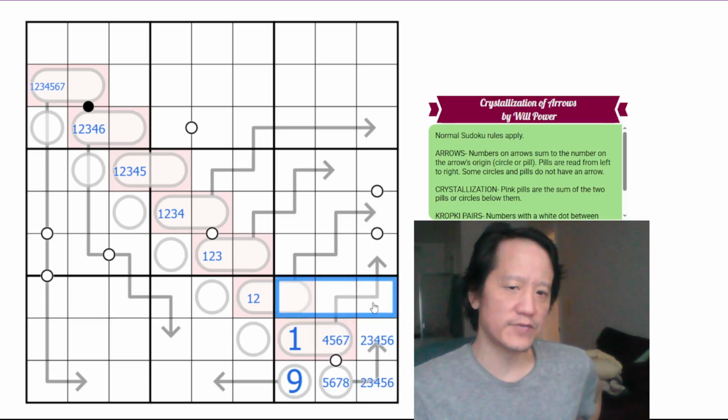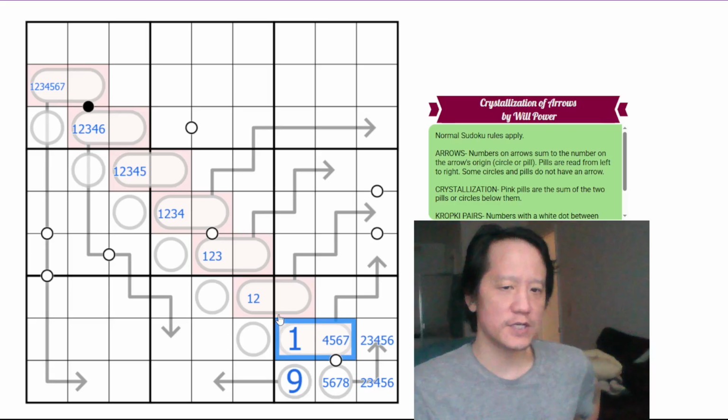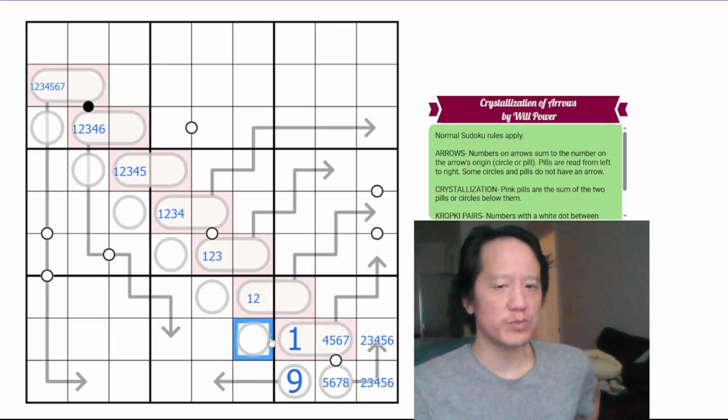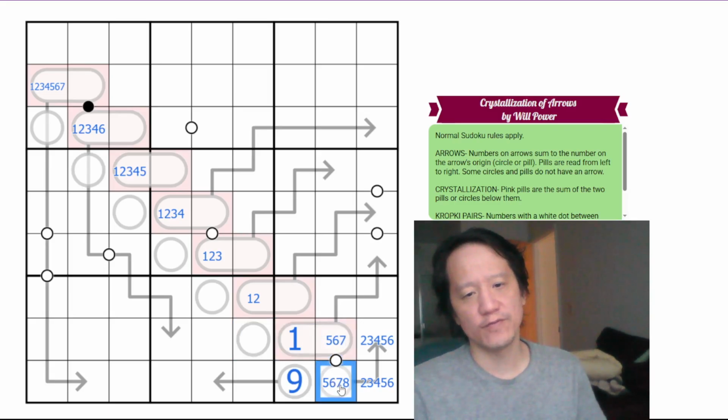That means 6, 7, and 8 are here. This is 14, this has to be 6, 7. This would then be 8. So it would have to be 14, 18, and this would be a 4. But then you can't have 4 in the same row. So this cannot be 4, and this can't be 5.